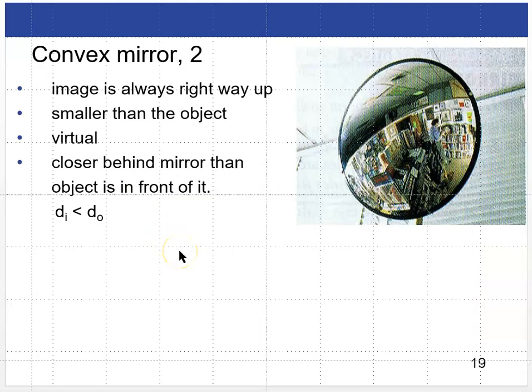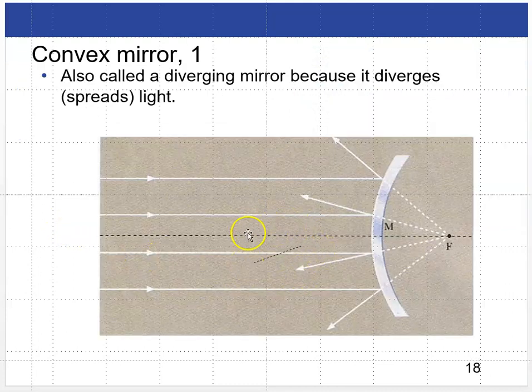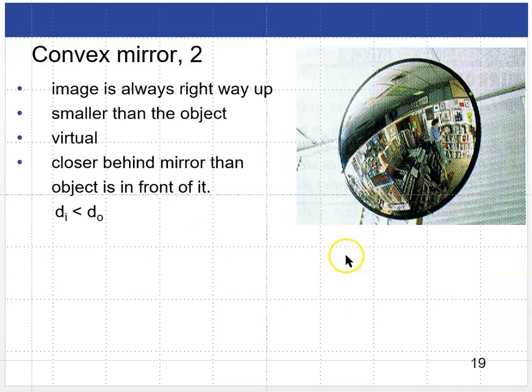Now, in a convex mirror, the image is always right side up. It's smaller than the object. It's virtual, closer to the mirror than the object is in front of it. So distance to the image is less than distance to the object. So you put the object out here somewhere, say you put it here, the image is going to be formed closer to the mirror than the object. So distance to the image is less than distance to the object.